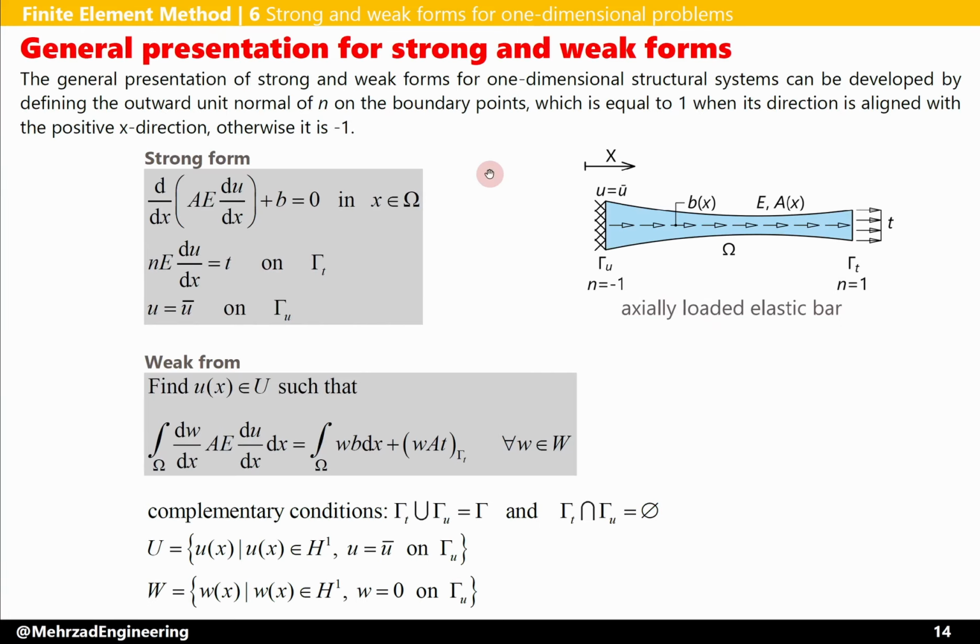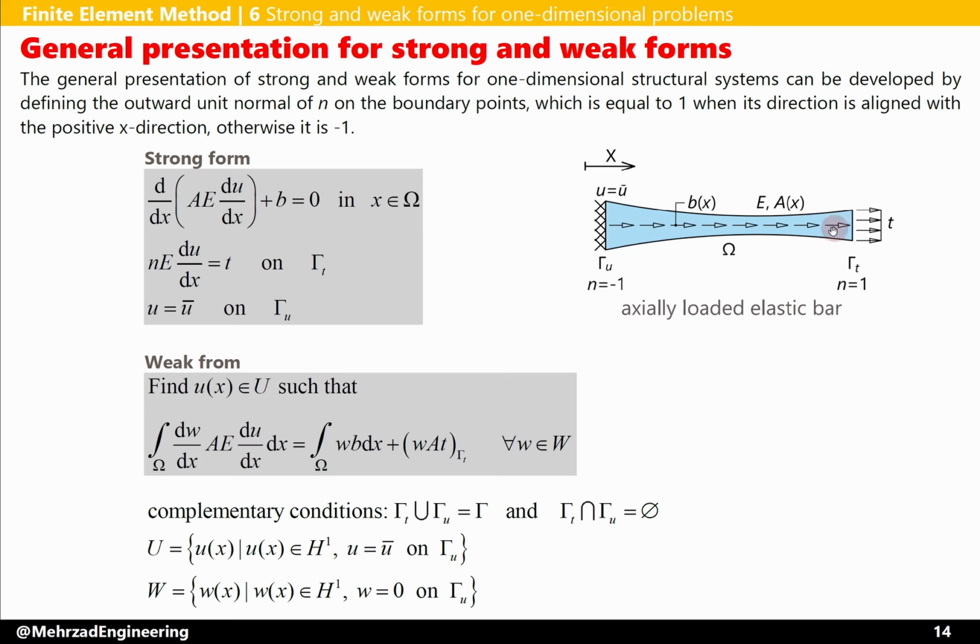Now I want to explain general presentation for strong and weak forms. For this purpose, we need to define some parameters. One of them is n, which is outward unit normal on the boundary points. It is equal to 1 when its direction is aligned with the positive x direction. Otherwise, it is minus 1.